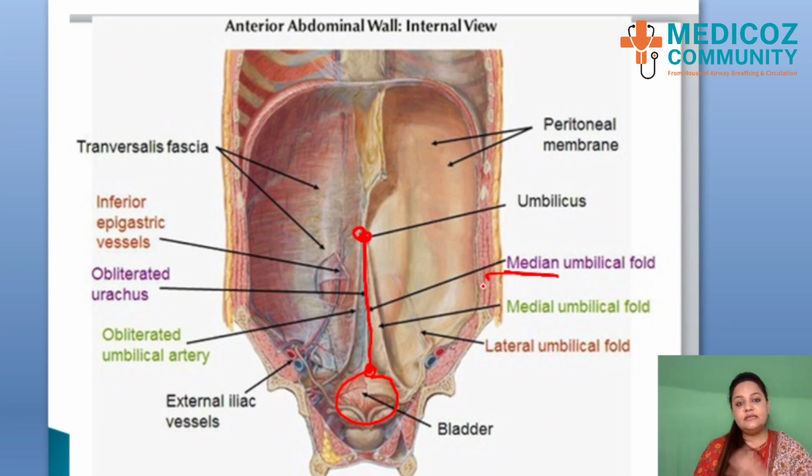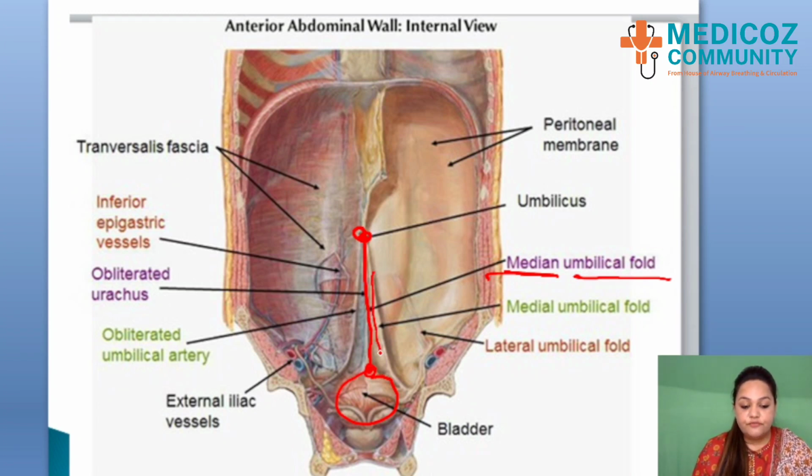So basically this is the anterior abdominal wall, and you are seeing it from the inner side, and there is a covering of peritoneum. This peritoneum forms a fold over it, and that fold is called the median umbilical fold, which is basically due to the urachus here, okay, the distal part of the urachus.